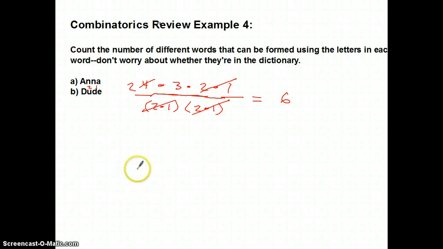What about dude? 4 times 3 times 2 times 1 divided by the number of ways which we can arrange the D's. So we have a 2 times a 1, and that gives us 12 different ways we can arrange the letters in the word dude.